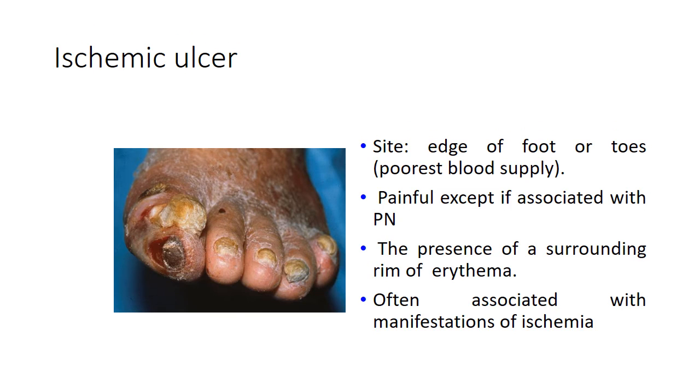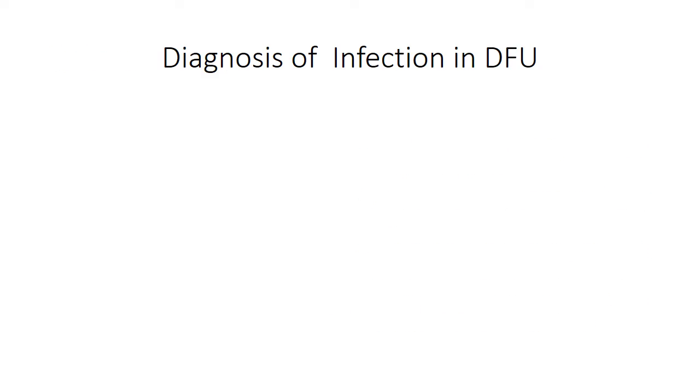For the ischemic ulcer, the site is different. It's related to the edge of the foot or the toes. It is the most extreme distal part of the foot, related to the poorest blood supply. It's painful because ischemia is a painful condition, except if it is associated with peripheral neuropathy. We don't have a callus here like the neuropathic ulcer. Here it's surrounded by a rim of erythema, and it's often associated with other manifestations of ischemia like loss of hair, like dystrophy of the skin, and so on.